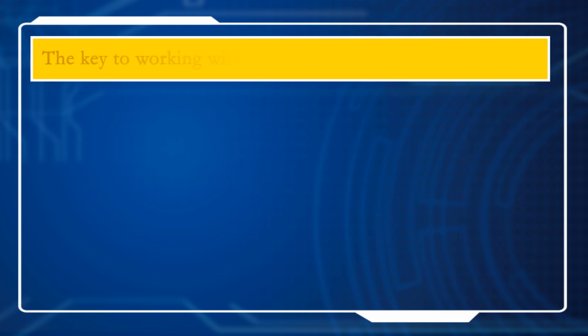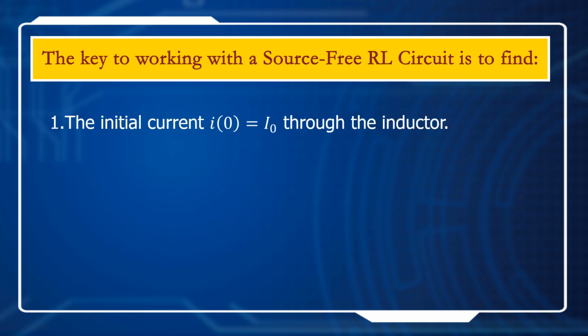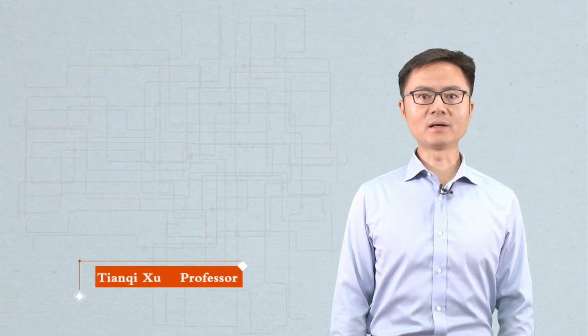So the key to working with a source-free RL circuit is to find two things. The first one is the initial current I0 through the inductor. The second one is the time constant tau of the circuit. This is the end of this section.